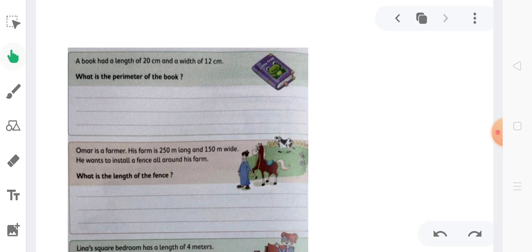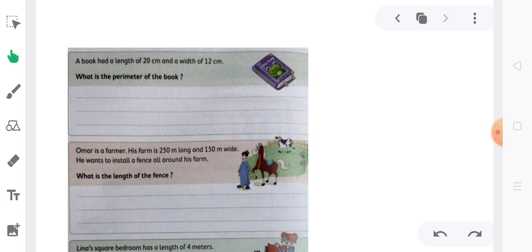Here we have, in the first exercise, a book with a length of 20 centimeters and a width of 12 centimeters. The long side is the length, and the short side is the width. So the length is 20 and the width is 12. To get the perimeter of the book, go around the figure to get the sum of its sides. So 20 plus 12 plus another 20 plus 12.